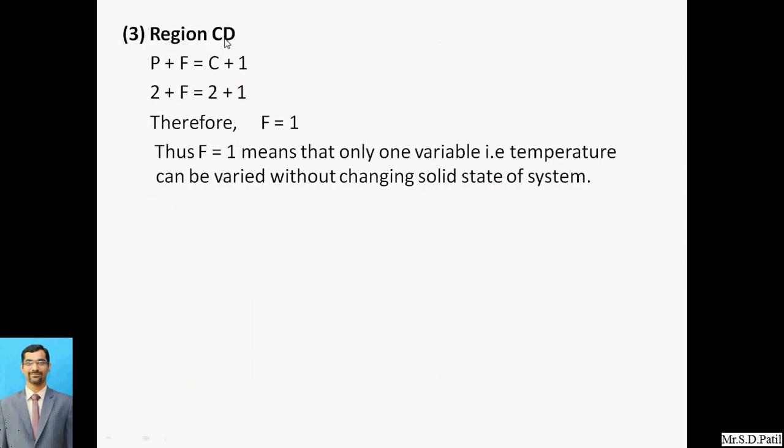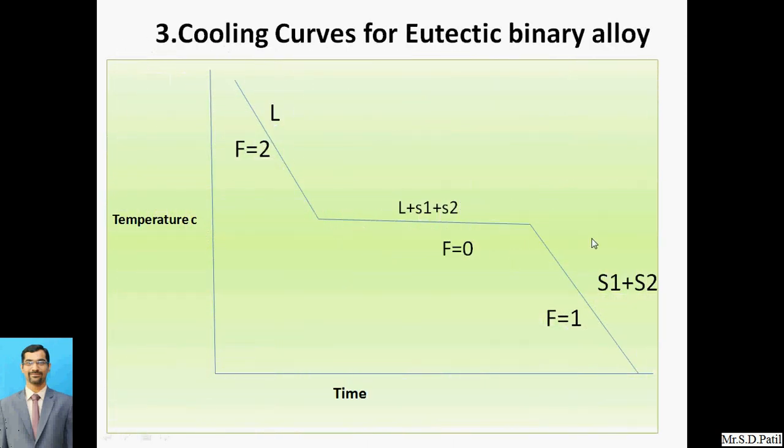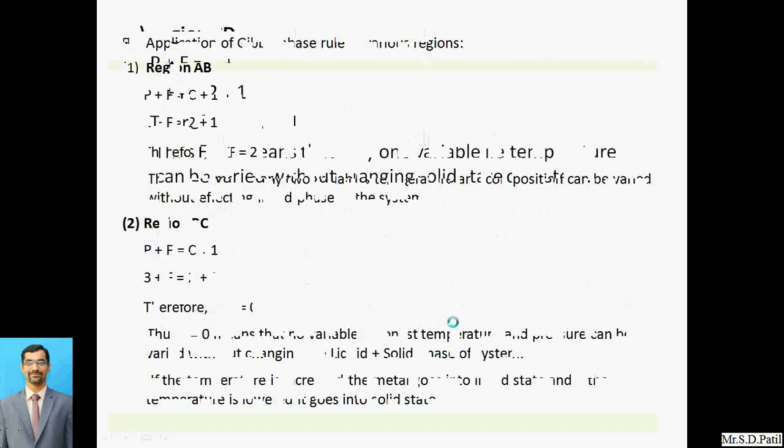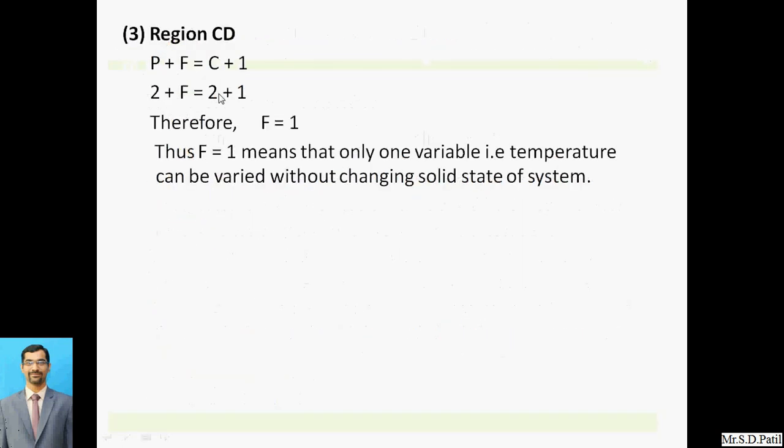Okay. Now for the region CD, P plus F is equal to C plus 1. For the region CD, the phases are 2. Don't be confused about why the phases are 2. You may say only a solid phase is there, but no. We are getting two different solids, and that's why we take two different phases of the solid. So P is equal to 2, C is equal to 2, again because it is a binary alloy, so we always take C as 2. So 2 plus F is equal to 2 plus 1, and F we get as 1.